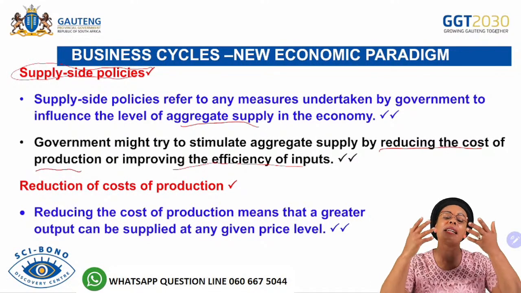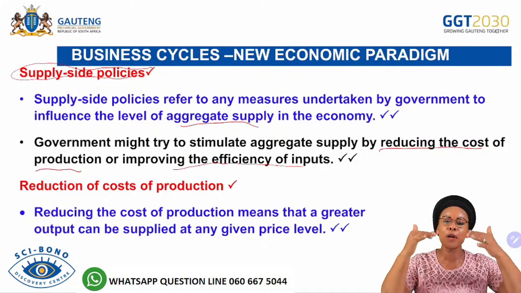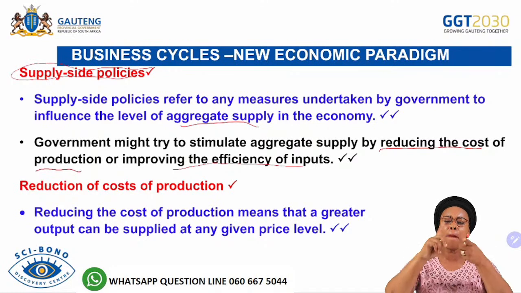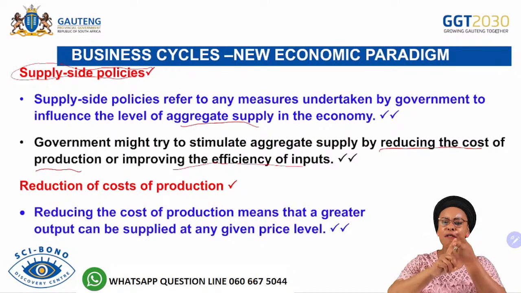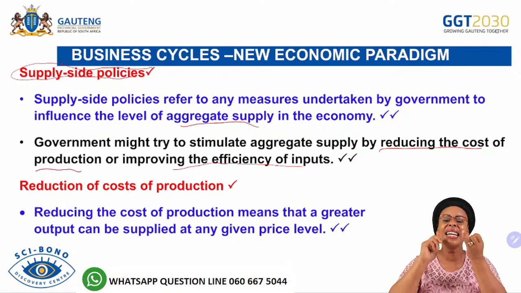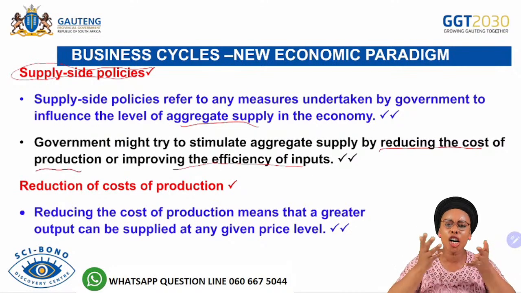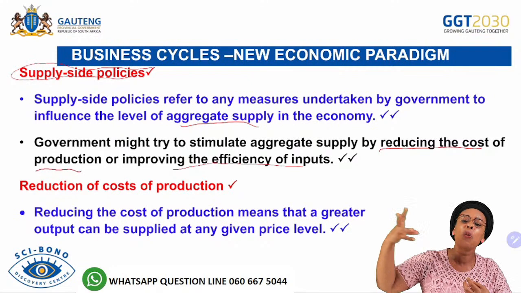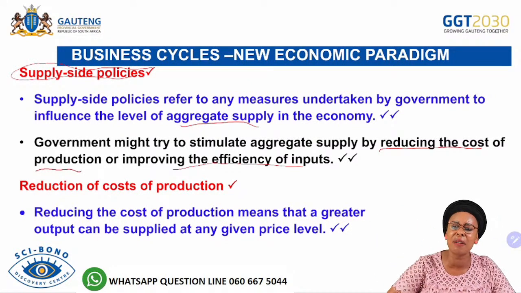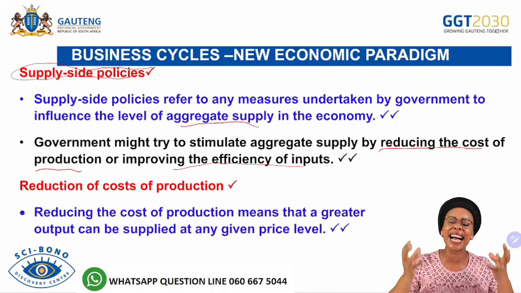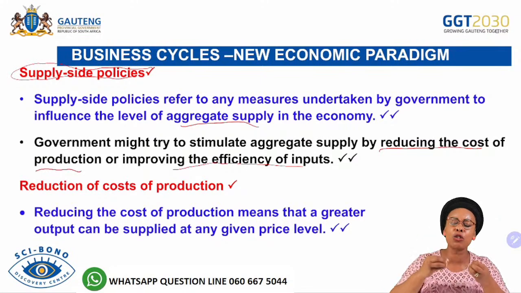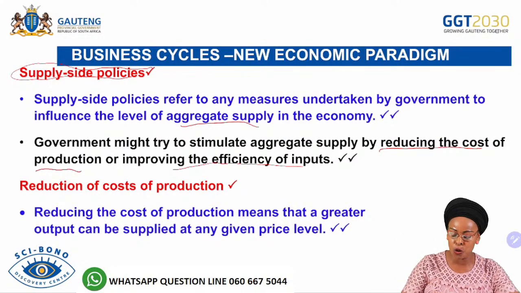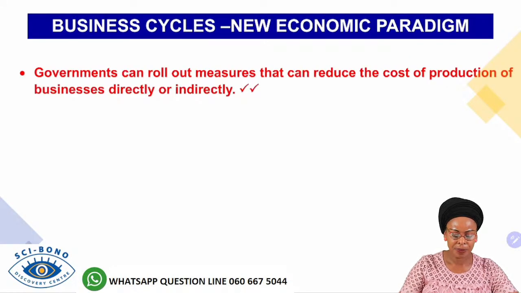What does this mean? It means that if the cost of production, remember, businesses they incur cost of production. They pay for electricity. They pay for workers. They buy raw materials. They incur transport costs. All these costs are private costs. But there are certain costs which are borne by the government. So if the government can assist to reduce this particular cost, businesses will produce more. I will show you which are those costs.